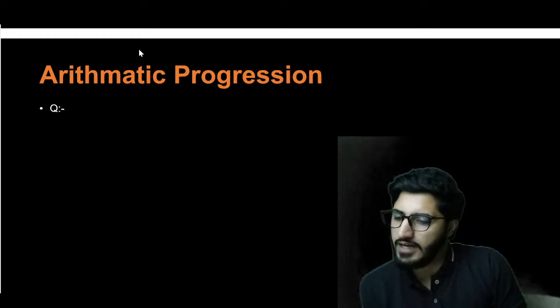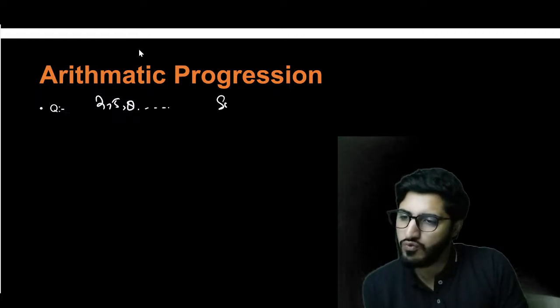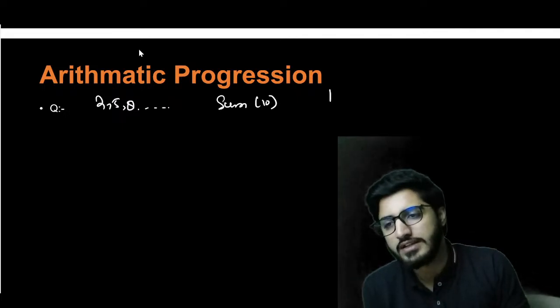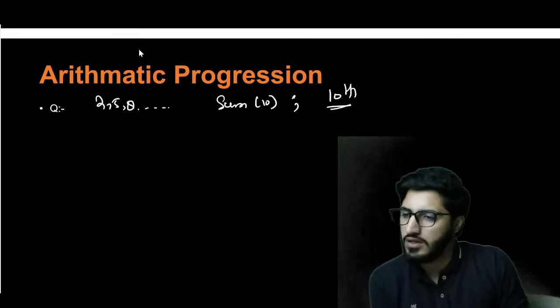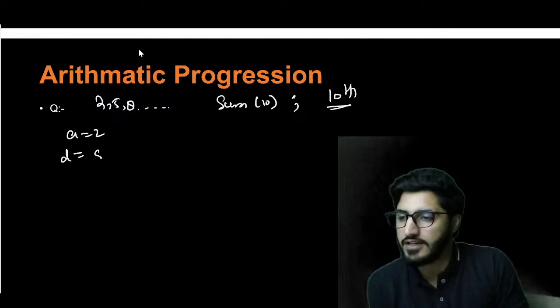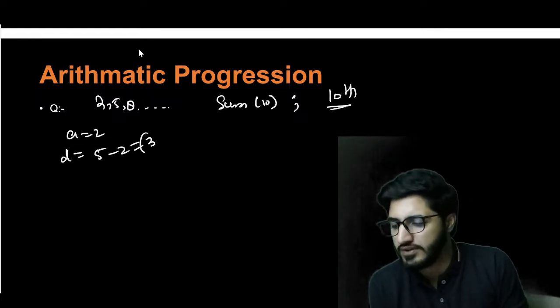So we have an AP series, that is 2, 5, 8 and so on. We need to sum up the first 10 terms, and find what the 10th term is. We have to find these two things. Firstly, what is A? A is 2. What is the common difference? The difference of successive terms, that is 5 minus 2. It comes out to be 3.